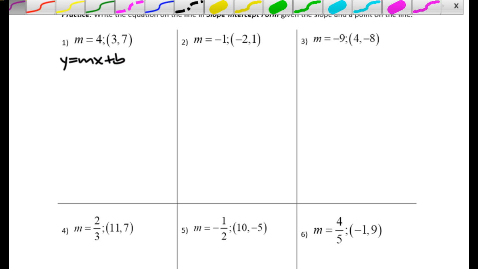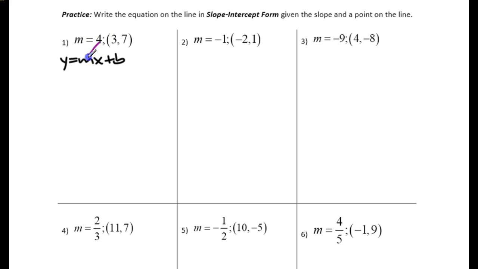Alright, so remember you're going to plug in what they've given us. The 4 is the m. The first, remember, it's always x, y. So I'm going to plug the 3 in for the x, and I'm going to plug in the 7 for the y. Okay? And that's the thing with math a lot of times. If you don't know what to do, just start putting things in, and then it'll kind of guide you.